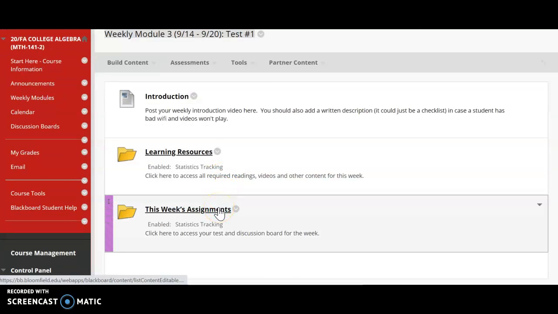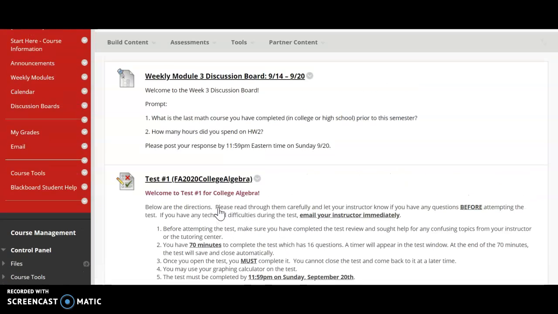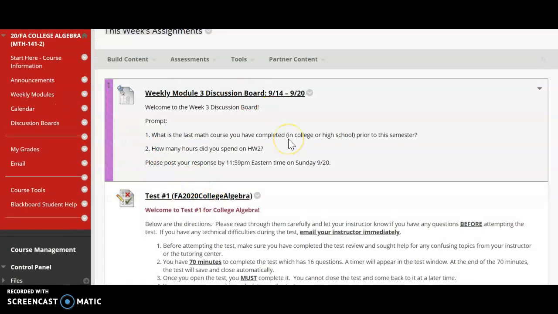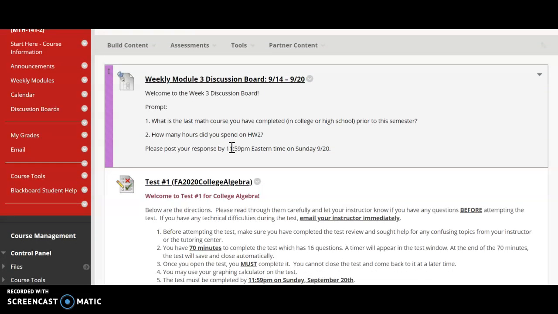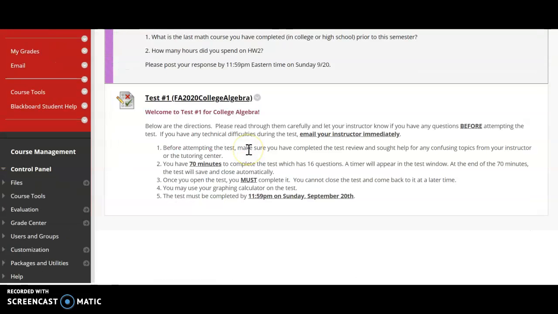The actual test is posted under this week's assignments, and before I go over the rules, let me talk about the discussion board. For this week 3 discussion board, please answer two questions. The first question is, what is the last math course you have completed prior to this semester? This could be a math course that you have completed in high school or Bloomfield College or a different college. The second question is, how many hours did you spend on last week's homework? Again, this discussion board is due by this Sunday, 11:59 p.m.